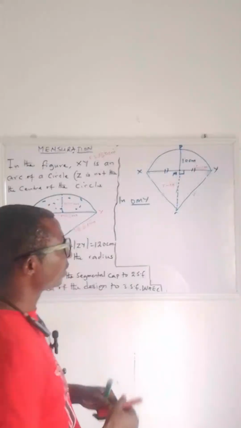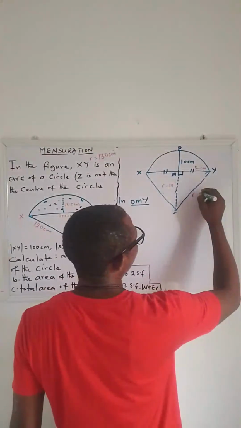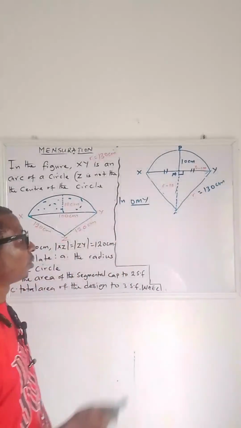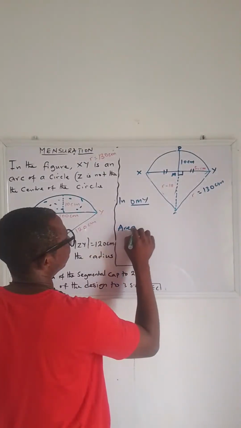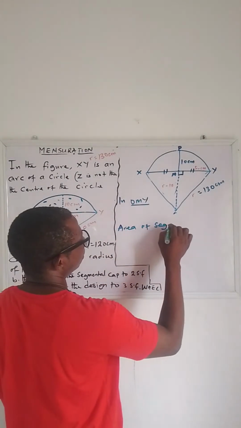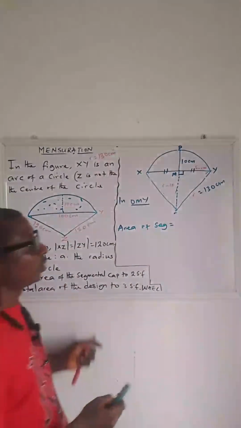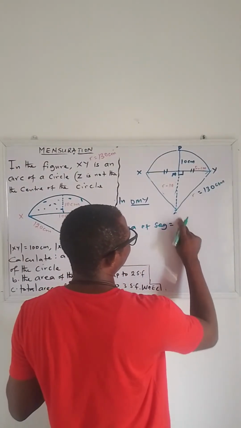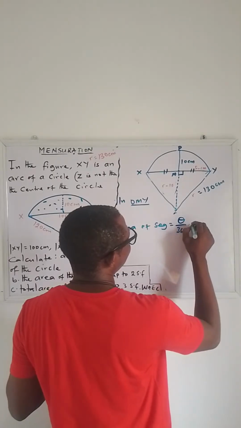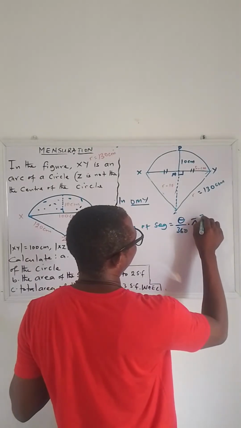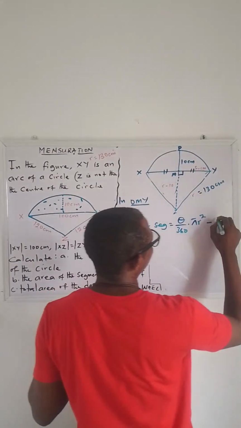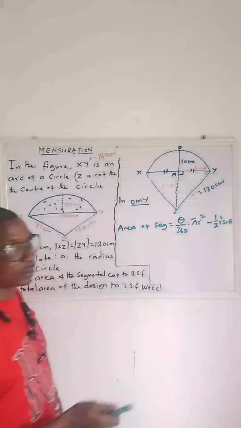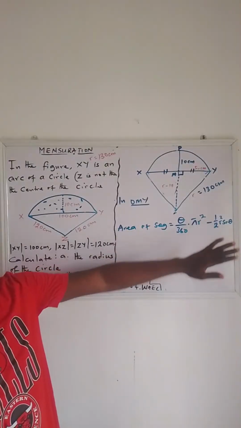So, and don't forget, our radius is what? Is 130 centimeters. Okay, so I have area of segment. Now, that is area of sector minus area of triangle. Area of sector is theta over 360 times pi r squared, minus area of triangle, that's 1 over 2 r squared sine theta. Okay, do you remember this formula? So this is the formula I'm going to use.